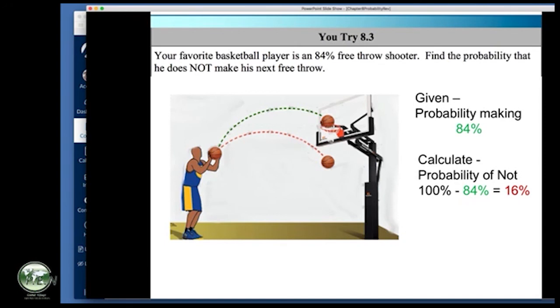You either make it or you don't make it. You can't half make it. You hit the rim, that's kind of good. You got close. You don't get 2 points for getting close. You got to get in. Okay.